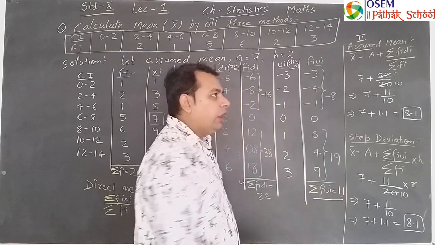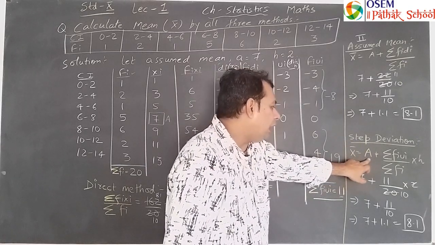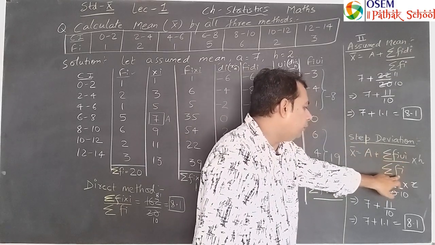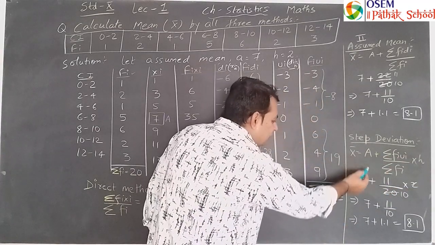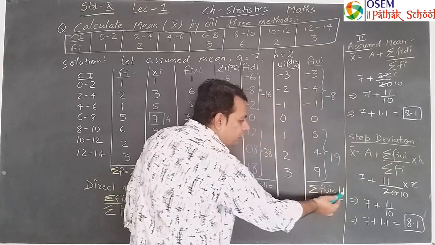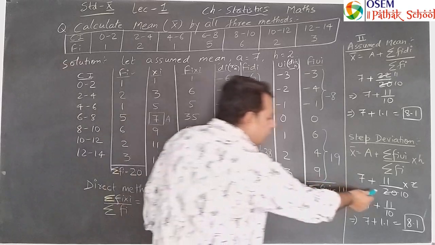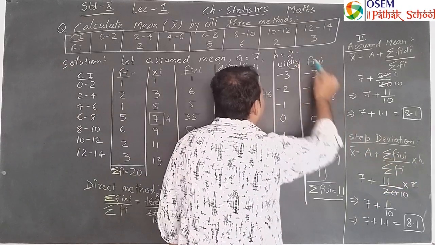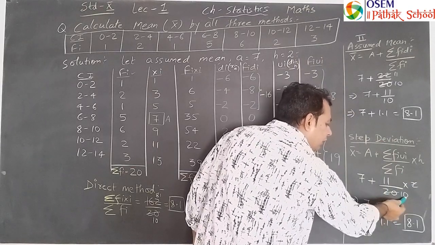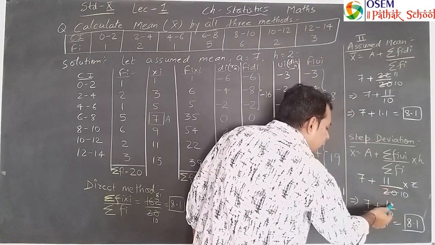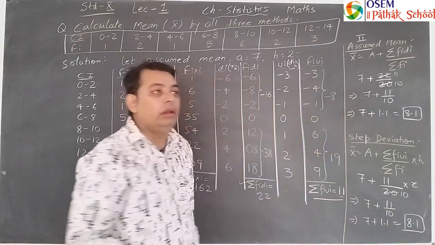Now I am applying the formula. What is the formula? The step deviation formula is mean equals A plus sigma Fi ui upon sigma Fi, into h. Now the value of A is 7, sigma Fi ui is 11, then sigma Fi total is over here 20, I have mentioned over here 20, and h I have also shown over here is 2. So 2 divided by 20, it will be 10. So 11 divided by 10, it is 1.1. So 7 plus 1.1, it is 8.1.